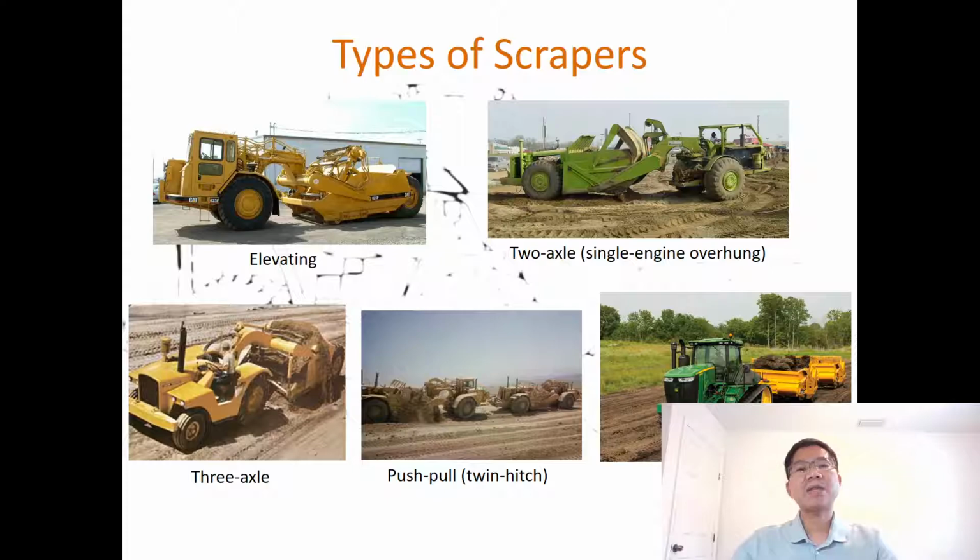There are many types, as you can see: elevating, two axles single engine overhaul, and then three axles push-pull. Basically, there are two scrapers helping each other for the loading, and the tandem. So there are many other types of scraper, and the application will be different for different types.